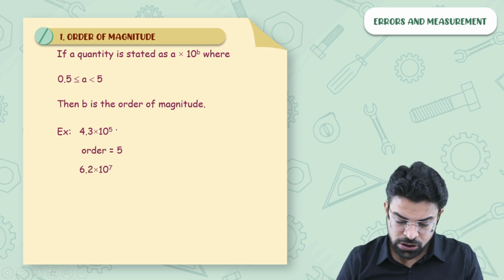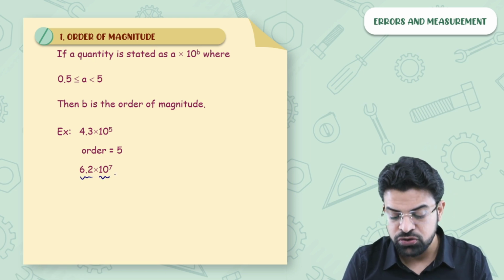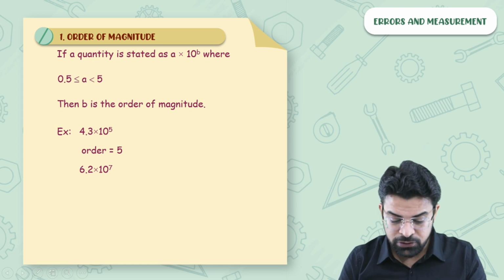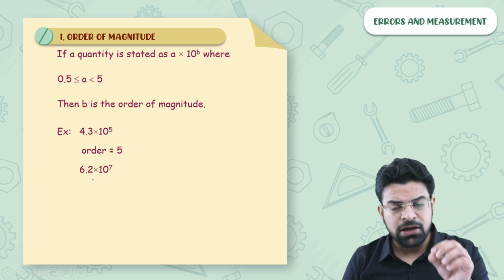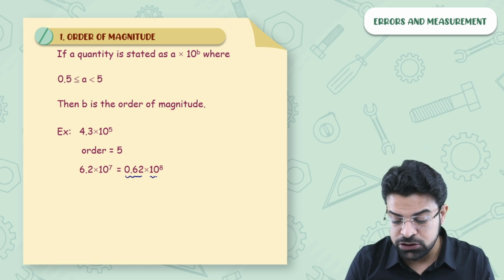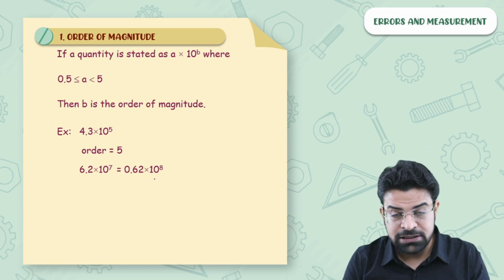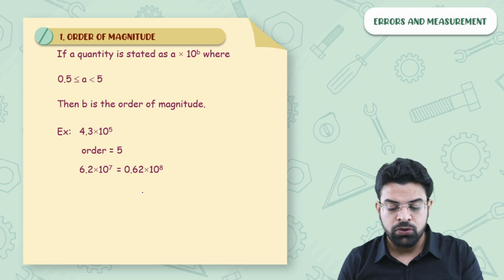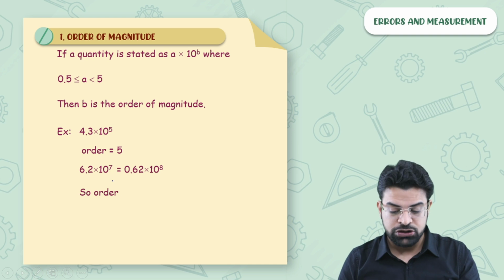Next question. What is the order of magnitude of the number 6.2 into 10 raised to the power of 7? Here you can see this part 6.2 is more than 5. Then sir, what to do? Rather than thinking of 6.2 into 10 raised to the power of 7, think of it to be 0.62 into 10 raised to the power of 8. I think you are able to understand that both are one and the same thing. But now this first part lies between 0.5 and 5. So the order has to be nothing but the power of 10, which is 8.